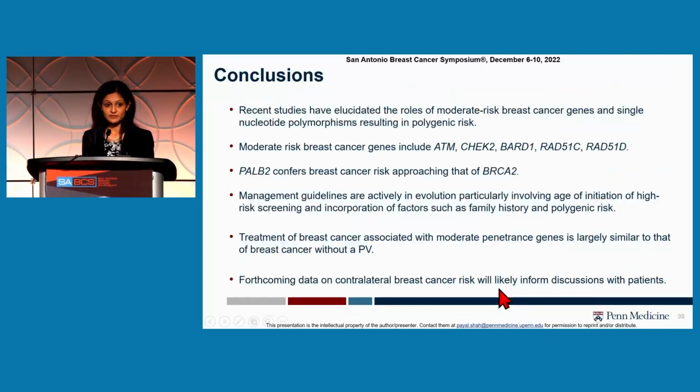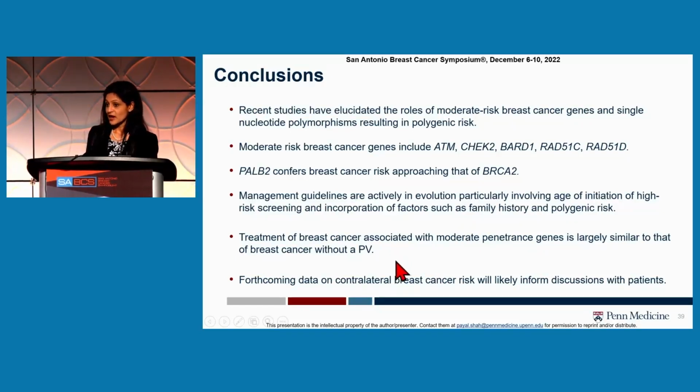In conclusion, recent studies have elucidated the roles of moderate-risk breast cancer genes and SNPs resulting in polygenic risk. The moderate-risk breast cancer genes include ATM, CHEK2, BARD1, RAD51C, and RAD51D. PALB2 confers cancer risks that approach those of BRCA2, and this may be reflective of the closely associated functions of these two genes in the DNA damage response.